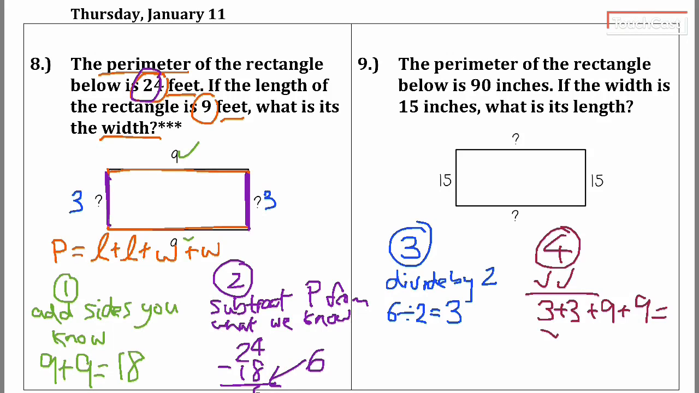24. 3 plus 3 is 6. 9 plus 9 is 18. Add those up, 18, 19, 20, 21, 22, 23, 24. It does equal 24, and I am correct. Wonderful. So your answer would be 3. There's 3. There we are. 3 feet. Don't forget the label.